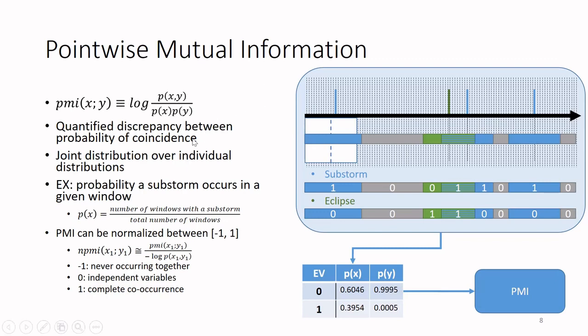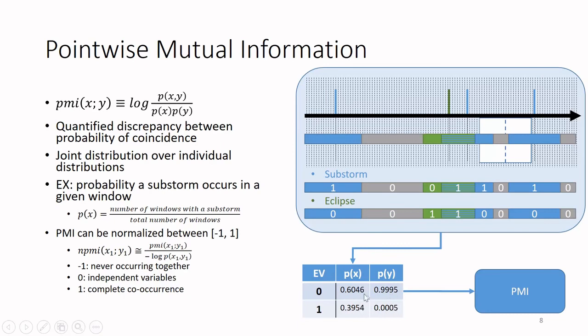So I think I have an animation that shows the convolution of that window. And these are the actual values that you get taking that 21 years of data, X being substorms and Y being eclipses. You can see substorms occur roughly 40% of the time for any given 2-hour window in that time period. And eclipses occur 0.05% of the time, right? So they're much more rare.